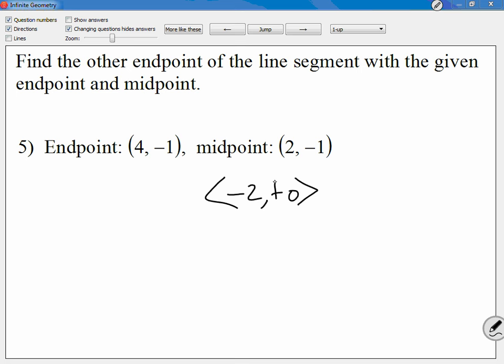Alright, so now that we know the rule, do it to the midpoint. How much is 2 minus 2? 0. So for the x value I get 0. For the y value, how much is negative 1 plus 0? Negative 1.